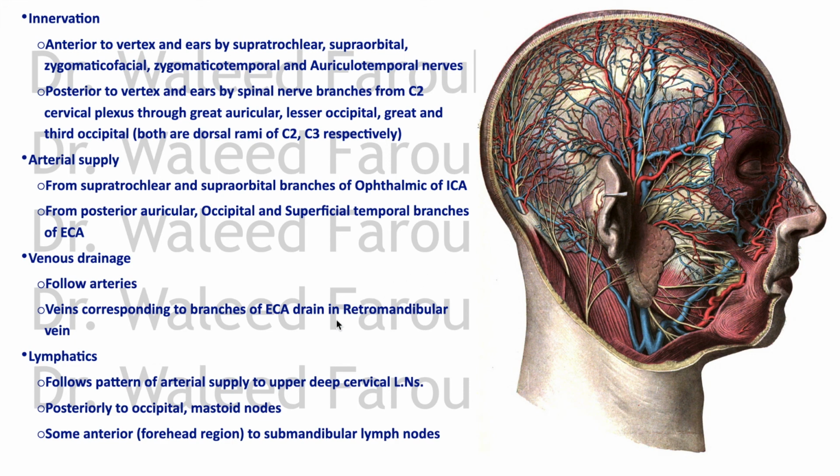Okay, and lymphatics. Some anterior parts go to the submandibular nodes, the rest go to occipital nodes, mastoid nodes, for example, and then eventually to the deep cervical lymph nodes. That would be it for the face and parotid.